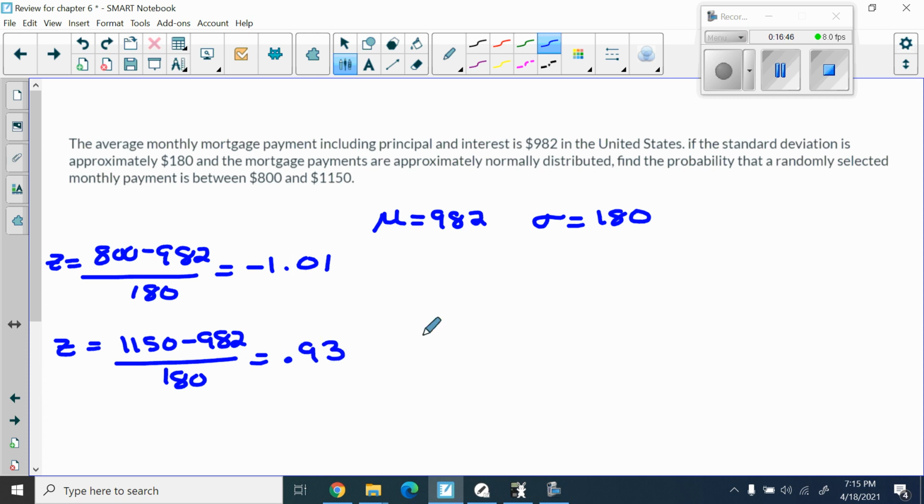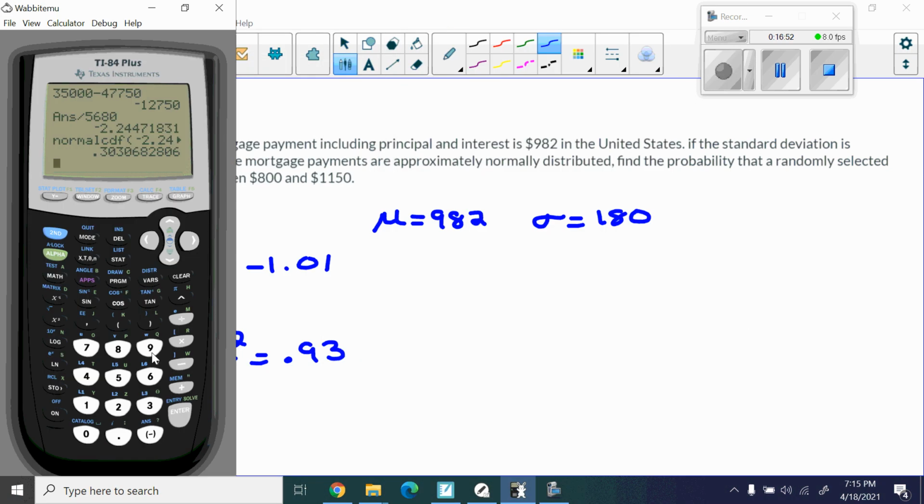So then I enter that into my calculator. It's really just as easy as it gets, guys. So we have second vars, normal CDF. Our lower z-score is negative 1.01, and our upper z-score is 0.93. So we're going to have a decent amount, I think over 60%. There you go. So it's 0.6676.